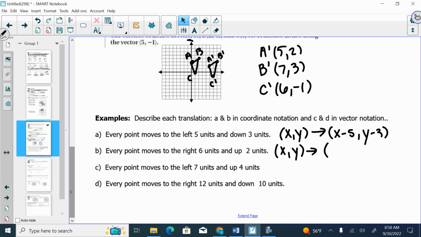Okay, this one says we're moving right 6, so I'm going to have +6, good, and up 2. So I'm going to have, yes, +2, very good.